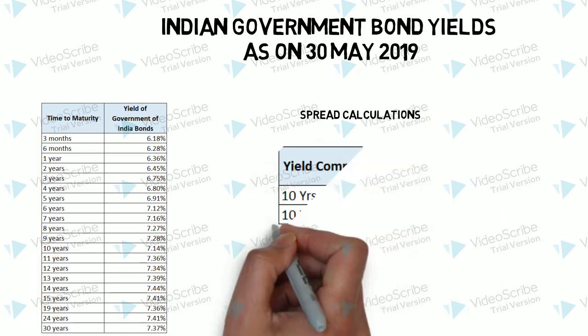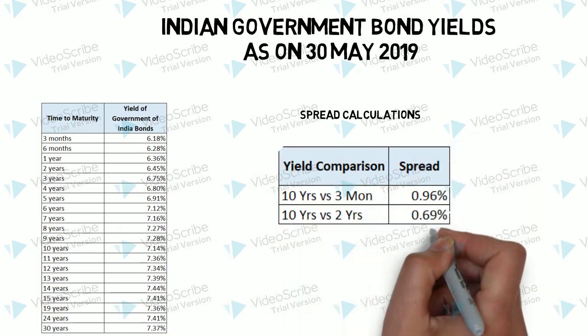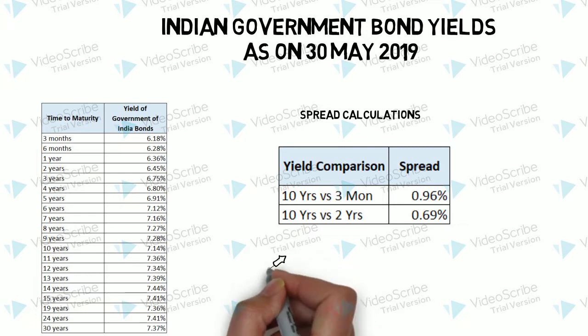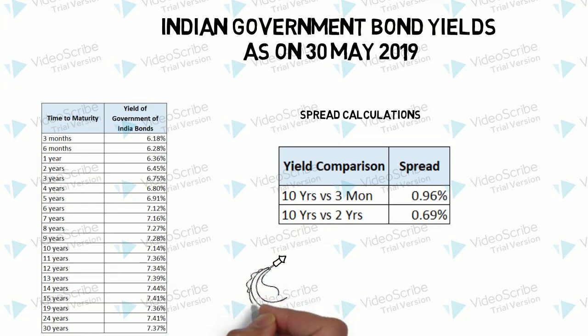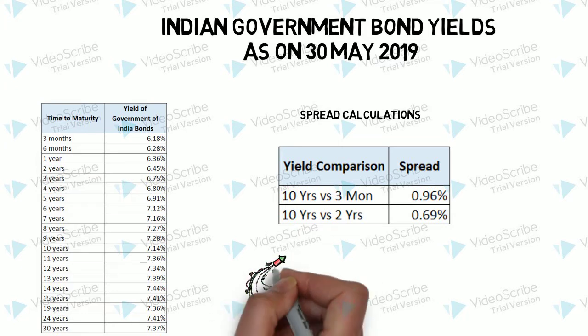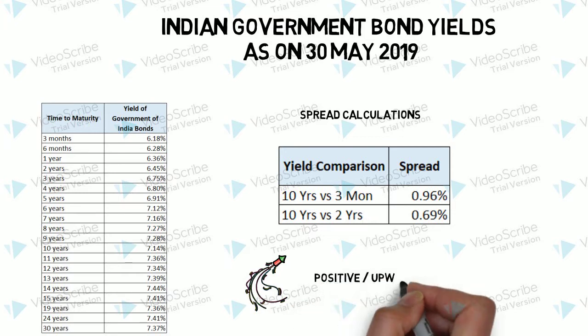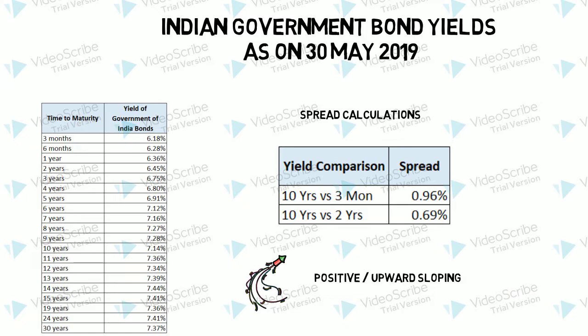Here the yield offered by the 10-year bond is subtracted by the yields offered by 6 month and 2-year bonds. Here the difference between 10-year and 3-month bonds is 0.96% and that of the difference between 10 years and 2 years is 0.69%. Thus we can confirm that the yield curve is positive, upward sloping, indicating a growing economy.